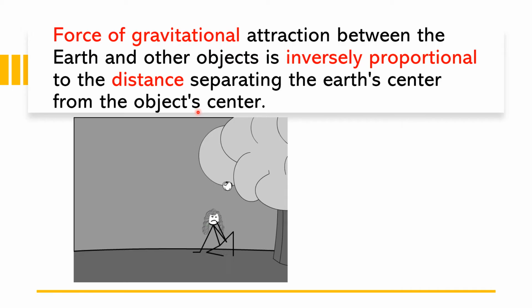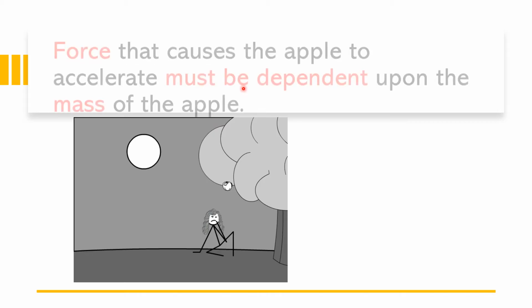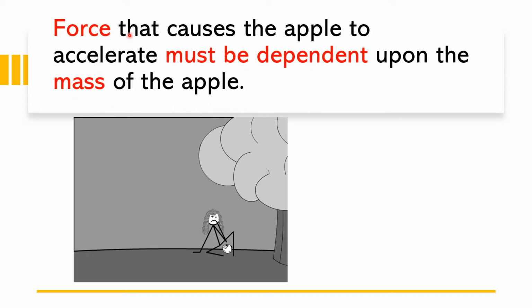Also, from this illustration, Newton said that the force that causes the apple to accelerate must be dependent upon the mass. So, earlier, we considered that force depends on the distance. In this case, Isaac Newton also concluded that this force is also dependent upon the mass of the apple.